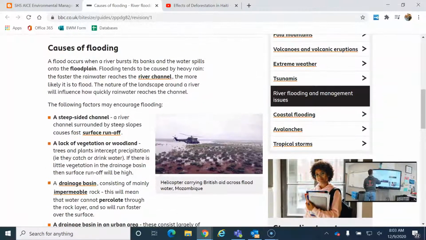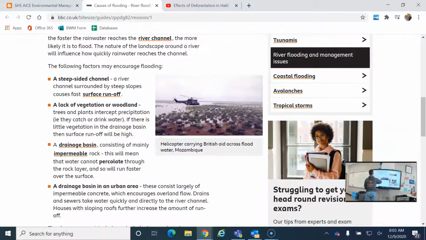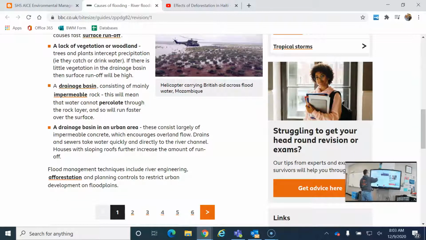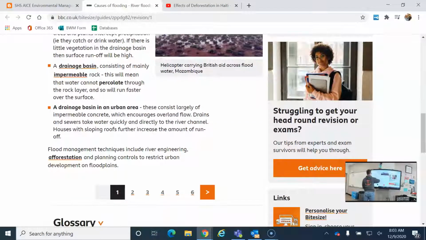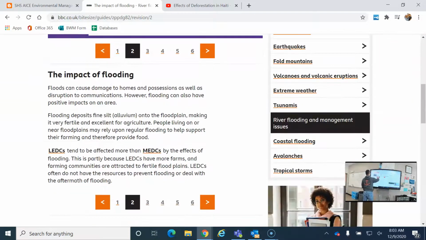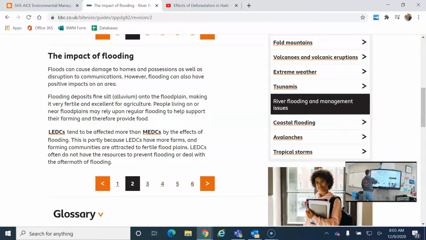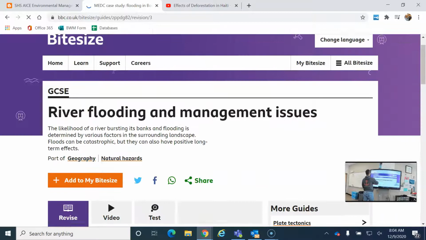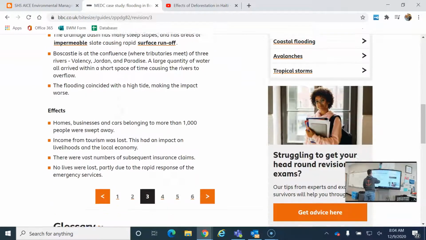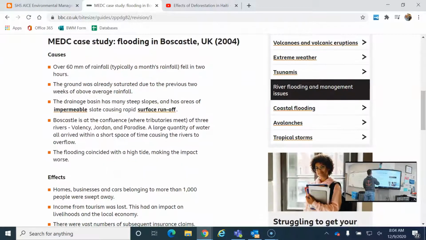It tells you the following factors that can encourage flooding, like steep site surface, a lack of vegetation, deforestation, a drainage basin, and then an urban area. And then if you click down here, it goes through a bunch of different things, including impacts of flooding and how LEDCs tend to be more affected than MEDCs. You keep going over. We got a case study in the MEDC, which is in the UK, and it talks about the causes and the effects.